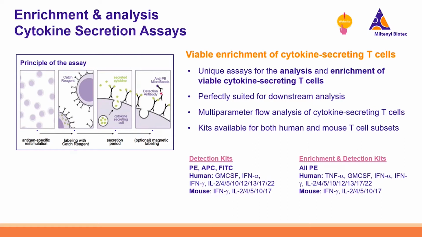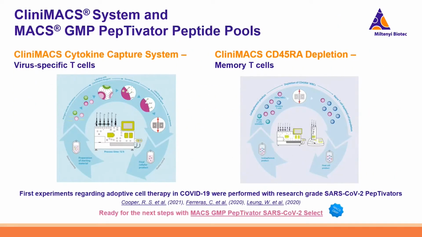For the isolation of antigen- and virus-specific T cells in a clinical setting, we offer a clinical-grade cytokine capture system running on our CliniMACS Prodigy platform. For clinical-grade production of cell products against COVID-19 infections, the PepTivator SARS-CoV-2 Select is already available in MACS GMP grade. In addition, the CliniMACS system can also be used for the depletion of CD45RA-positive T cells to produce cell products that contain memory T cells.